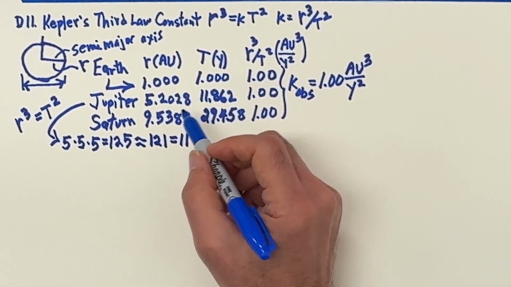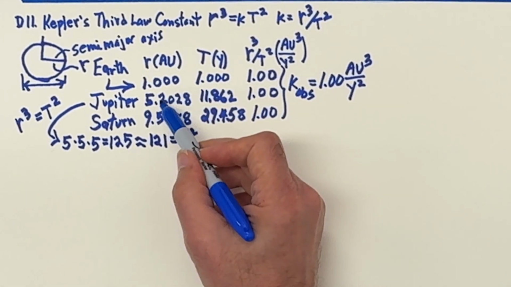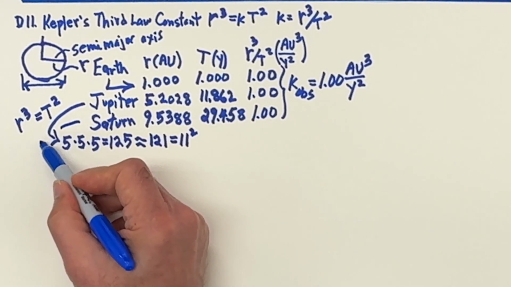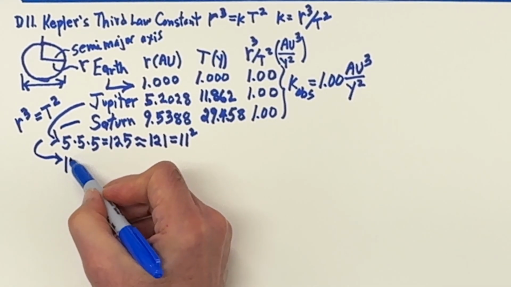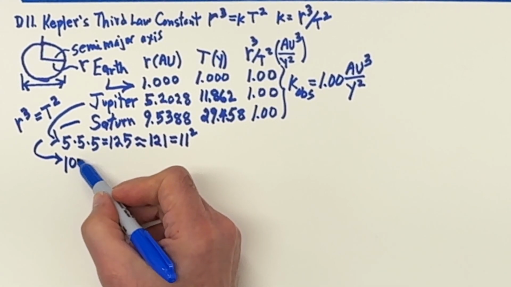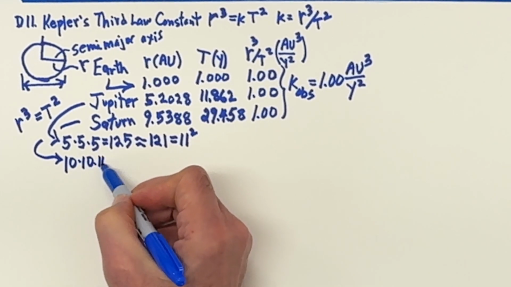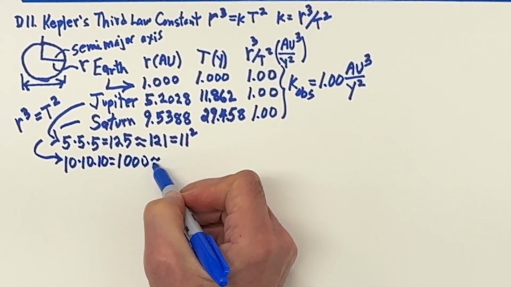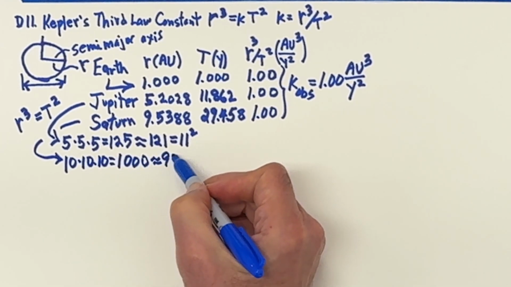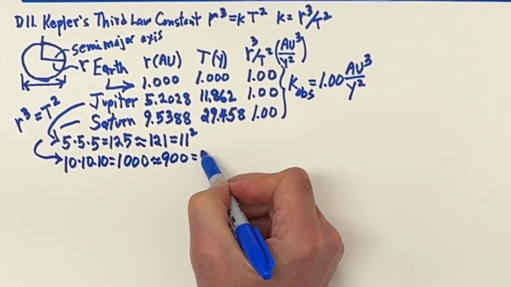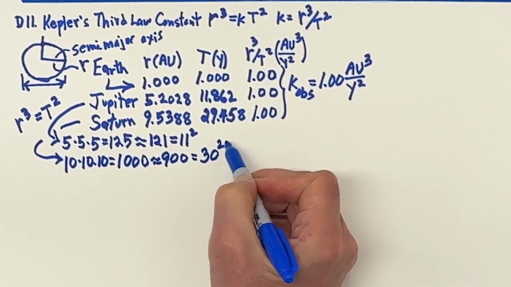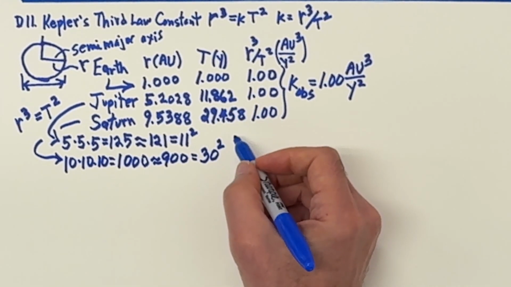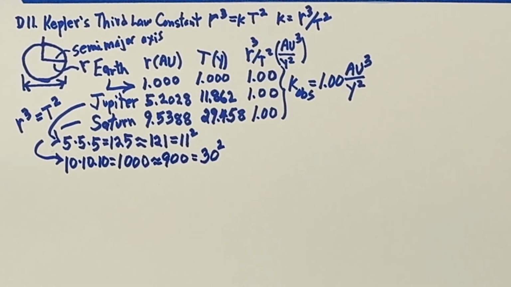See how close that is by an estimate? You know, we had rounded this down. We did little approximations here. Then if we go with Saturn, I'm going to make that 10, that 9.5, and 10 times 10 times 10 is 1,000, and that's roughly 900, and that's 30 times 30, and say 30 years. So that's kind of cool, play around with that.